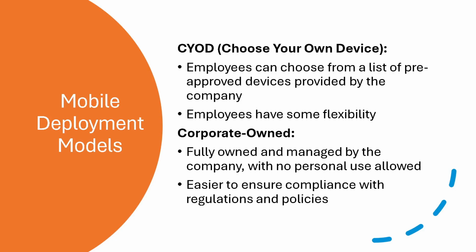CYOD or choose your own device. In this one, employees can choose from a list of pre-approved devices provided by the company. This gives the employees some flexibility on what they want. Corporate owned. These devices are fully owned and managed by the company with no personal use allowed. It is easier to ensure compliance with regulations and policies in this model. Employees often keep a second phone as a private phone.